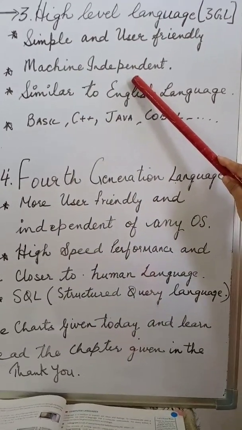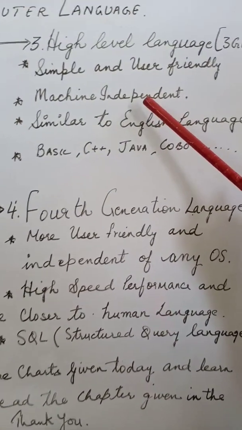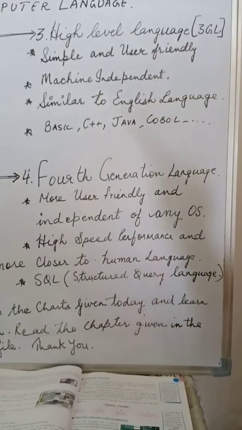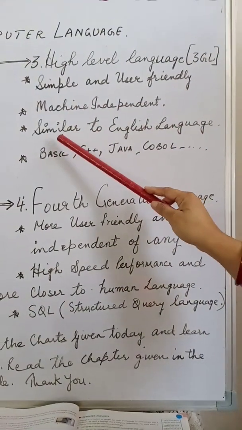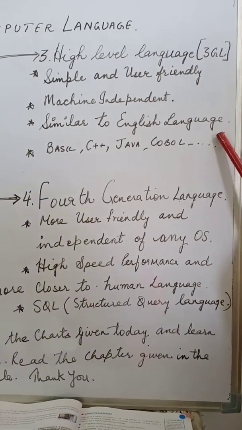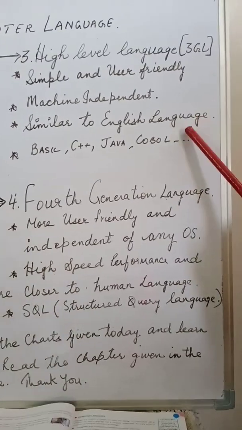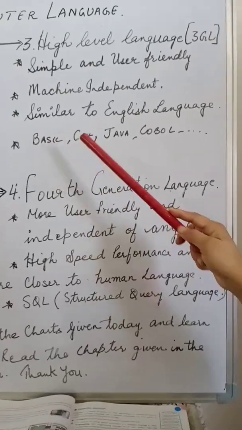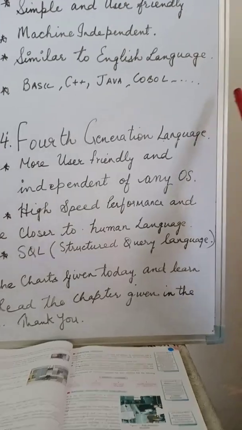They don't depend on any computer system. Any program or set of instructions created on a single machine, you can run on any other platform or any other system. So they are machine independent. Next, they are similar to the English language. The words or the codes which are used in these languages are very much similar to the English language. Examples of the third generation language are BASIC, C++, Java, COBOL, Pascal, Fortran, and so on.